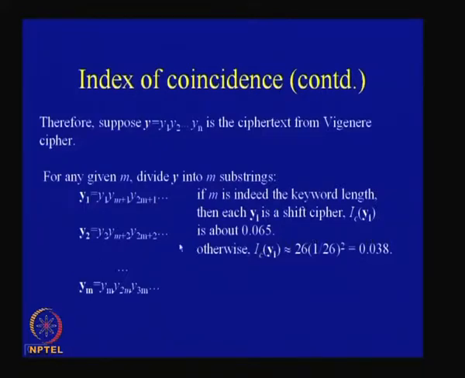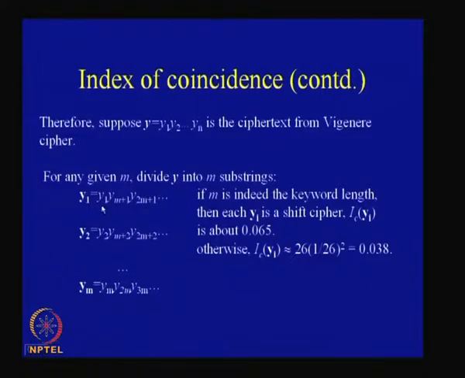But if it is not so, that is, if m is not the actual keyword length, then all of them will be a kind of random string, because this will be shifted by something, the next one will be shifted by something else, right? So they will serve as a kind of random string. And for a random string, if each of the English alphabets occurs with a probability of 1 by 26, then the IC of that text will be 26 into (1 by 26) squared, because that is the sigma pi squared in that case, and that works out to 0.038.